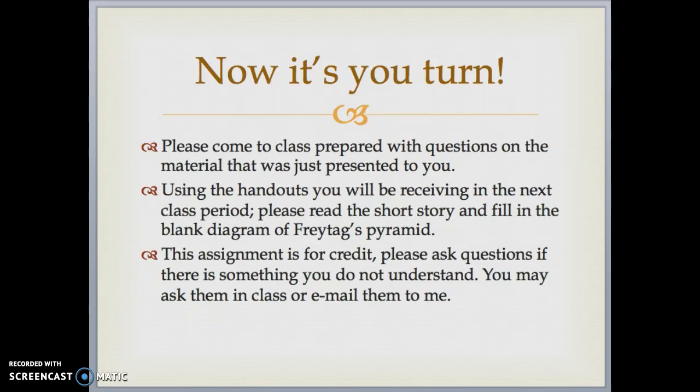And lastly, this assignment is for credit, so please ask questions if there is something you do not understand. I cannot stress it enough. Please either ask them in class or you may email them to me.